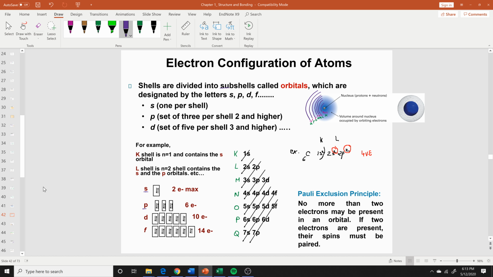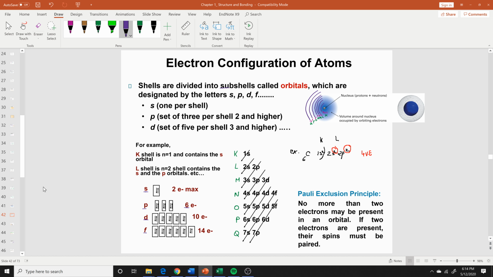The p subshell has a maximum of 6 electrons, and it is divided into 3 orbitals. The d subshell has a maximum of 10 electrons, 2 in each, and it is divided into 5 orbitals. And the f subshell has 7 orbitals, and it has a capacity of 14 electrons.